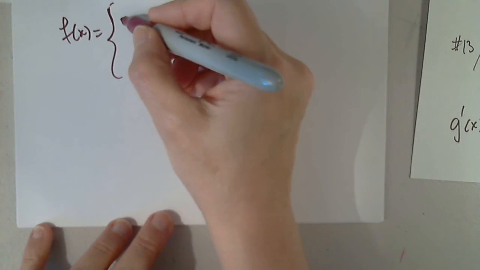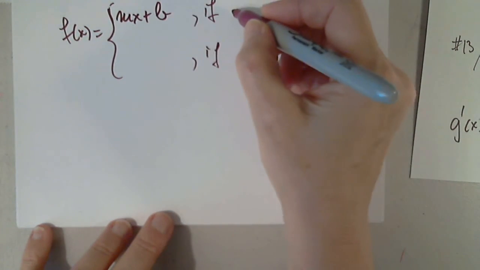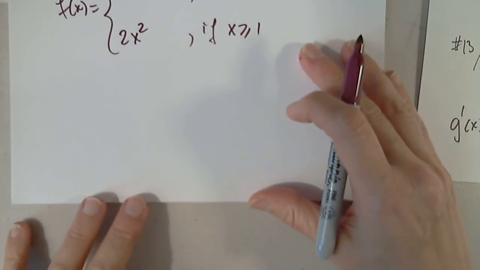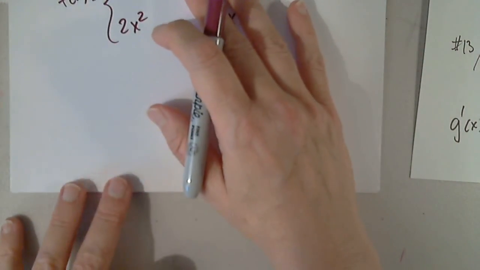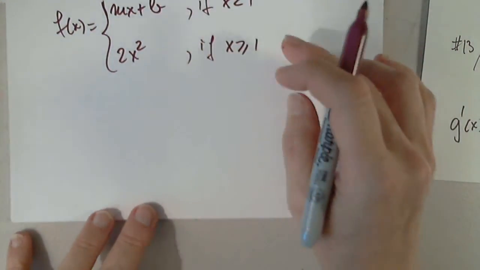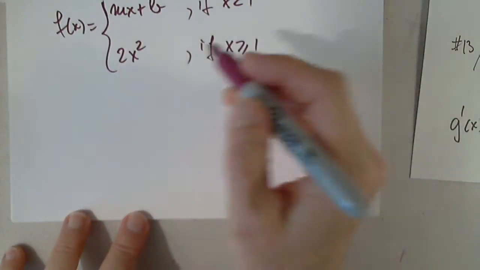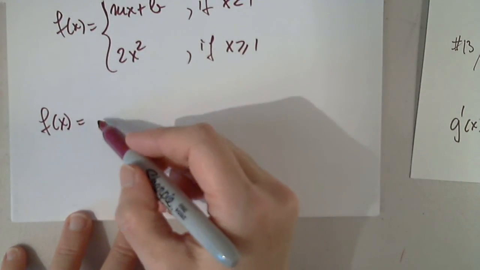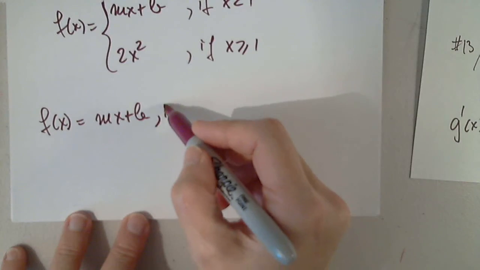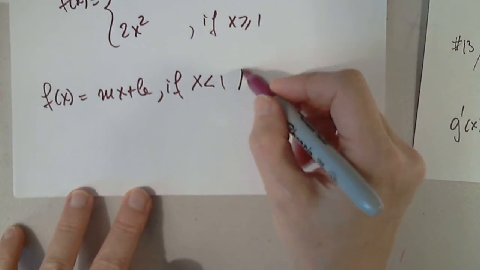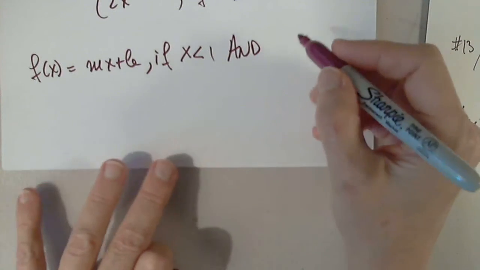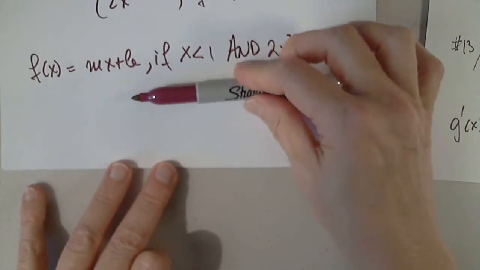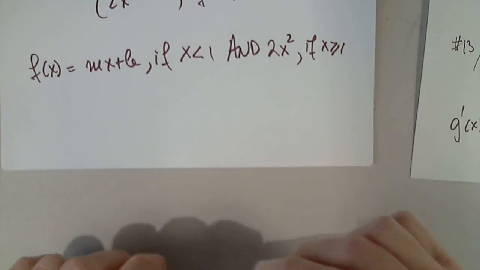The first function is mx plus b if x is less than 1, and then the second function is 2x squared if x is greater than or equal to 1. Perfect. So here is how a function like this will look in Canvas, and please make sure you understand this. I cannot write it like this in Canvas. It will look like this. F of x is mx plus b, comma, if x is less than 1, and the second branch, 2x squared, comma, if x is greater than or equal to 1. And you have to put it like this on your paper.